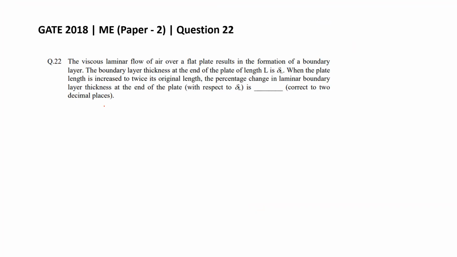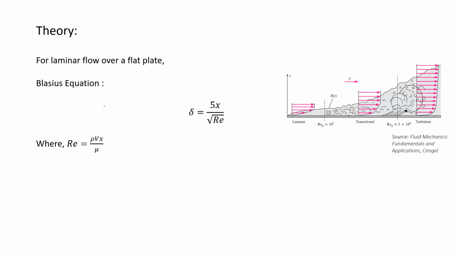Now we'll actually look at the boundary layer. So this is from GATE 2018, set 2, question number 22. The viscous laminar flow of air over a flat plate results in formation of boundary layer. The boundary layer thickness at the end of the plate of length L is delta L. When the plate length is increased twice to its original length, the percentage change in the laminar boundary layer thickness at the end of the plate is? So in order to solve this, you will need to know some theory about the laminar flow over a flat plate.